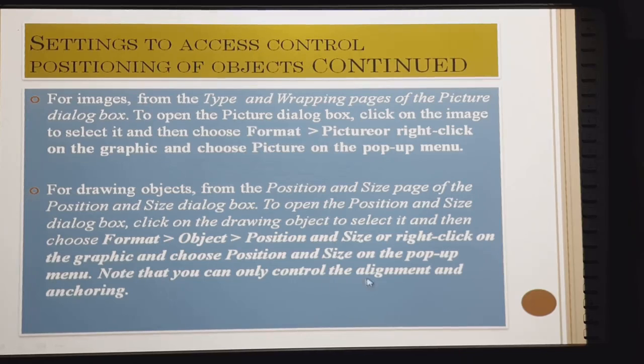Note that you can only control the alignment and anchoring. Here, in this case of drawing objects, only two settings can be applied, that is alignment and anchoring. The other two, text wrapping and arrangement, cannot be done here. So let us see. We need to first of all select a drawing object, and then after clicking that drawing object, we need to choose format, object, position and size.